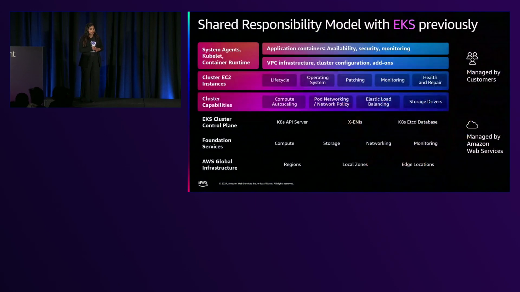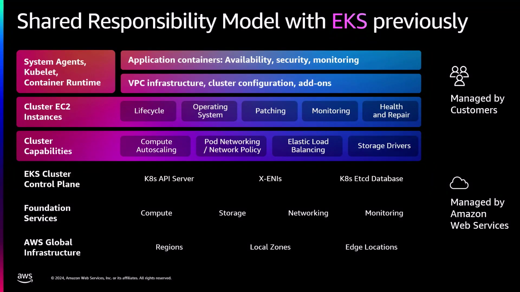Moving on, another way to understand EKS Auto Mode is looking at it from the shared responsibility model. This is what the shared responsibility model looked like previously. Here, as you can see, AWS remains responsible for all of the global infrastructure, along with the foundation services. And EKS was responsible for the Kubernetes control plane, the API server, and the etcd instances.